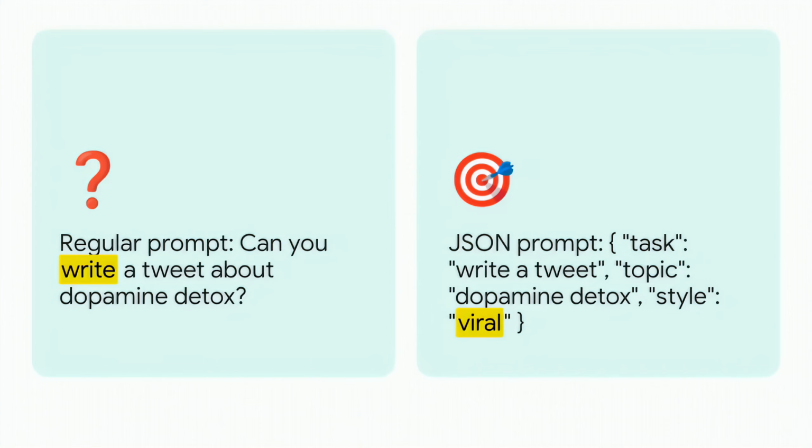And the difference in precision is night and day. Look, a normal prompt like, "write a tweet about dopamine detox," is a pretty loose request. But the JSON prompt, that's like giving the AI a precise GPS coordinate. It specifies the task, the topic, and even the style. There is absolutely zero room for misunderstanding.